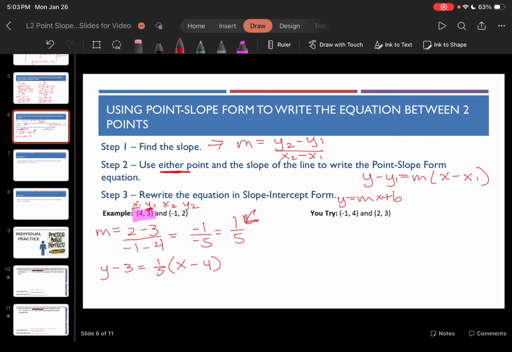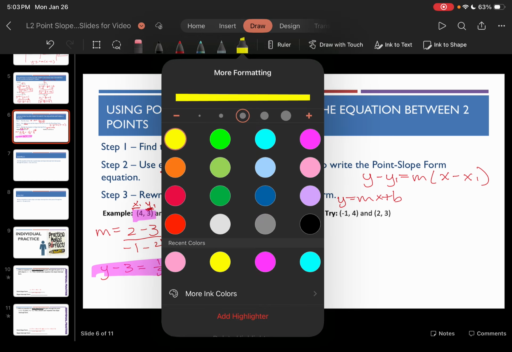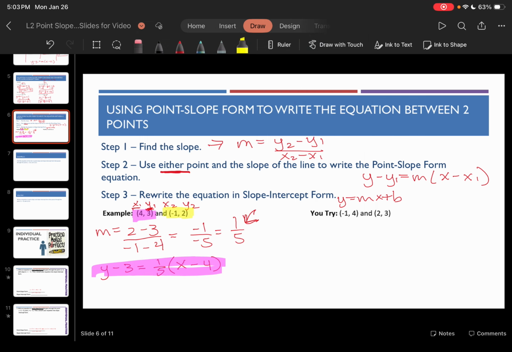Now, I could have used the other point. Look, this is that equation I just found with that point that I highlighted in pink. But if I were to use this point instead, look, y minus 2 equals 1/5 times x minus -1, which becomes +1. This is equally correct. It doesn't matter which point I plug in, either one, the yellow or the pink. I don't have to do both. Either one's fine.